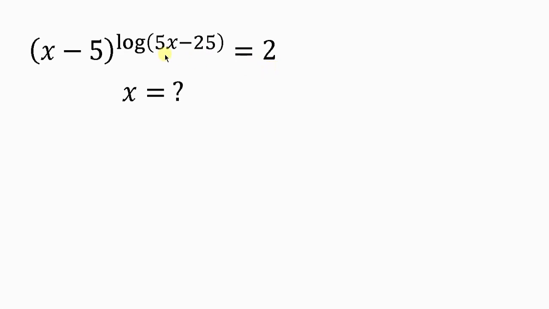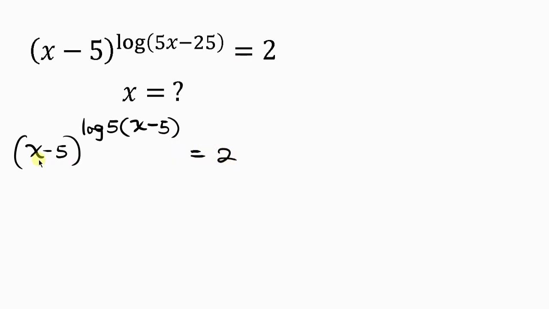Well, our first step is to factor this expression. So we have (x minus 5) all raised to the power of log. Now, looking at this expression, you notice that 5 is common, so we can factor out 5. So now 5x divided by 5, that's x, minus 25 divided by 5, that's 5. And this is equal to 2.